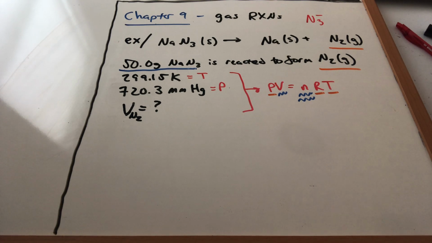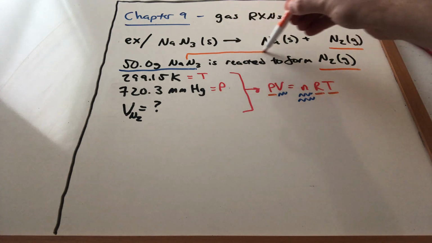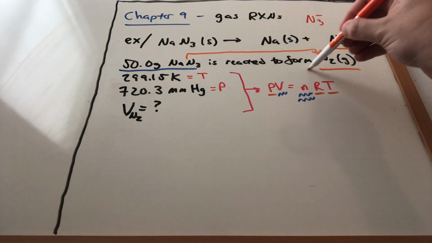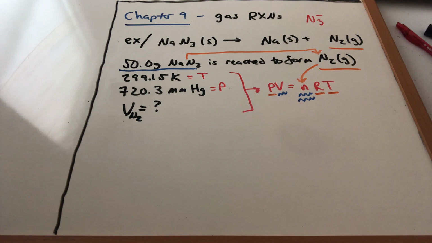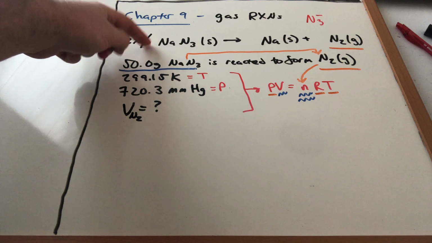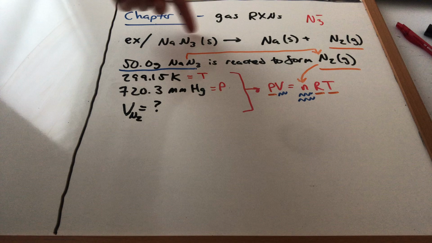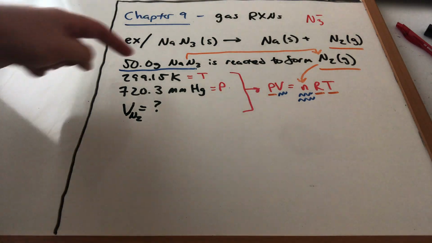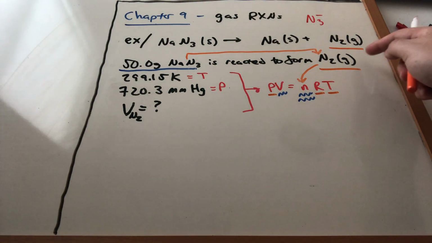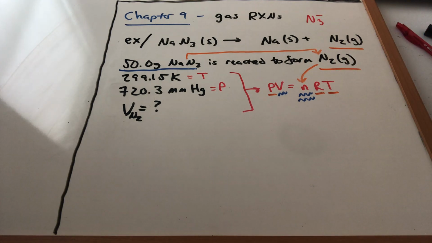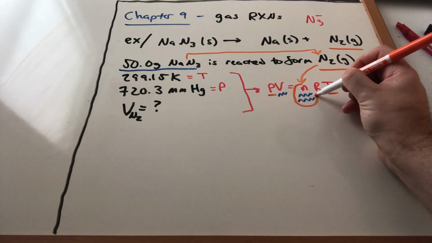But if I know information about one chemical species and I'm asked to get information about another chemical species, do I have a method that I've practiced over and over again that allows me to do that? And the answer is yes. If I know I have 50 grams of sodium azide and it's going to completely react to form nitrogen gas, you can use a balanced chemical reaction to take grams of sodium azide and make it moles of N2 generated. And then once you do that, you now have n as a known value.